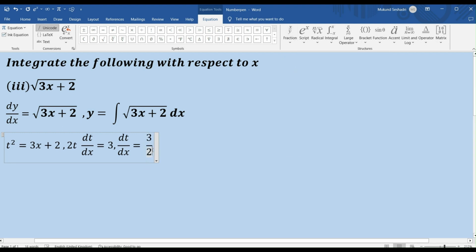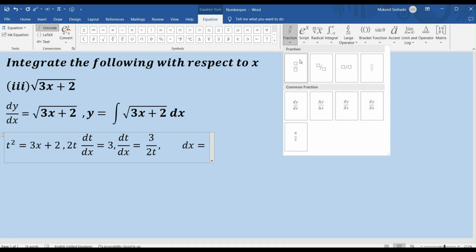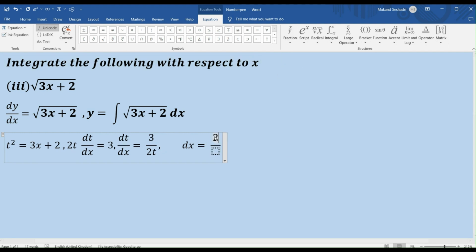Now you go back to your expression, the integral expression. You need to express dx in terms of dt and t, right? So what do I get? I do a cross multiplication. I get 2t dt by 3. That's my dx, right? 2t dt by 3. That's my dx in terms of t and dt, right?